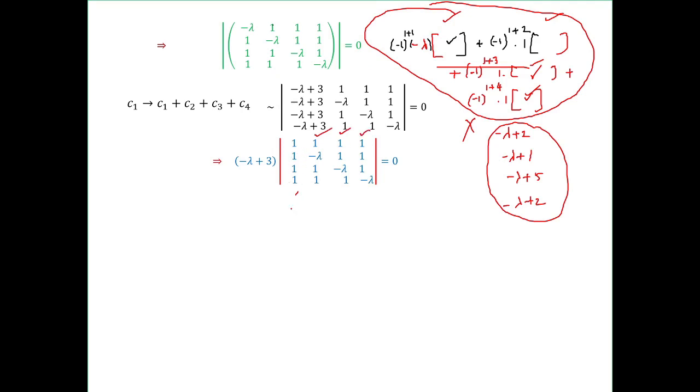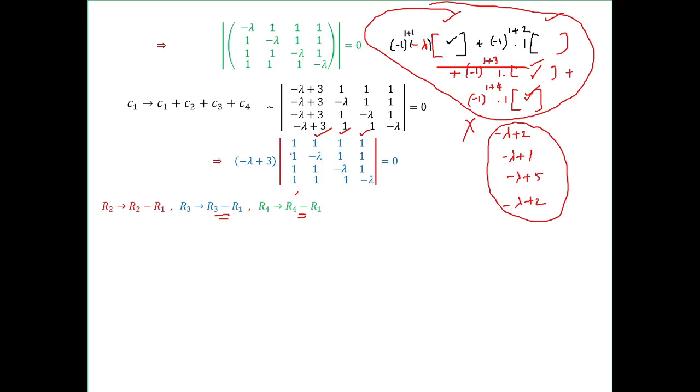Now look at what I am doing: R2 is modified as R2 minus R1, so that this entry becomes 0. And the third row first entry, how does it become 0? R3 minus R1. Look at R3 minus R1. Next similarly the fourth row, R4 minus R1, so that this entry becomes 0. So all first column entries I want 0 except the first entry.